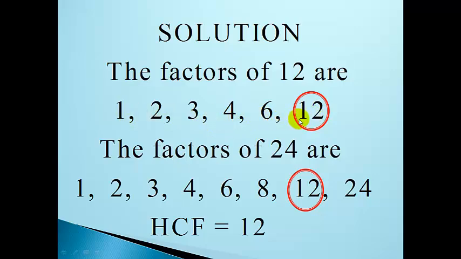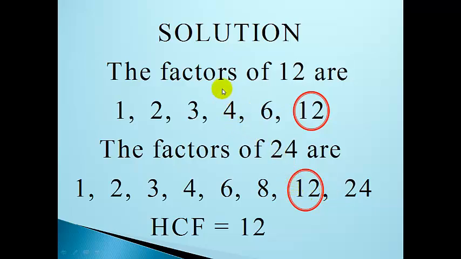You know why these are factors? Because when we divide the number 12 by all these factors, we have whole numbers. And that's why 1, 2, 3, 4, 6, and 12 are factors. The factors of 24 are 1, 2, 3, 4, 6, 8, 12, and 24. This is because when we divide 24 by all these numbers, the answers are all whole numbers.